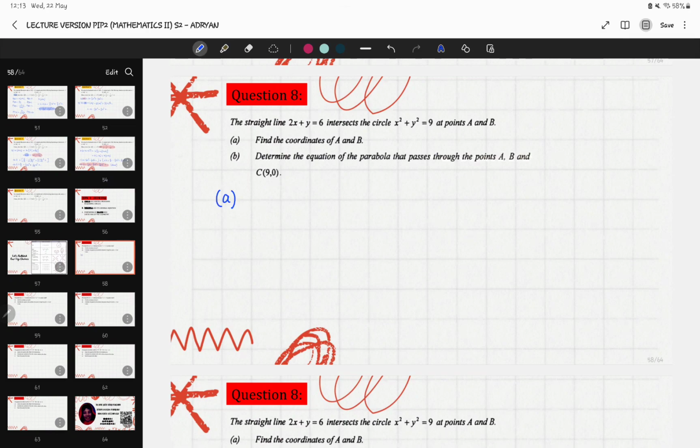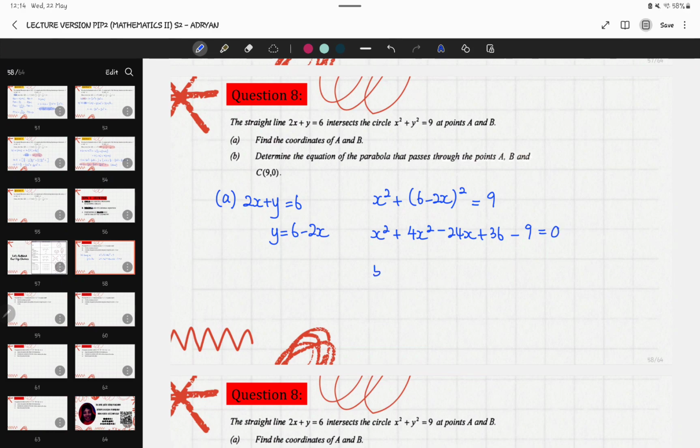So we have a straight line, obviously, and we have a circle. We would like to substitute one of the equations. So I will put y equals 6 minus 2x, substitute into the circle equation. The circle equation gives x squared plus (6 minus 2x) squared equals 9. This is the equation that you have now. So you expand it as usual: 4x squared minus 24x plus 36 minus 9 equals 0. You have a quadratic equation now.